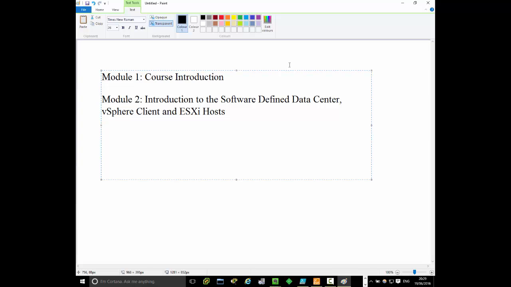For example, what VMware wants us to talk about in the course introduction and introduction to the software-defined data center is: what are the benefits of using a virtualized infrastructure versus using just a physical infrastructure? That's like trying to teach the millennial generation the benefits of using Facebook. They grew up on Facebook.